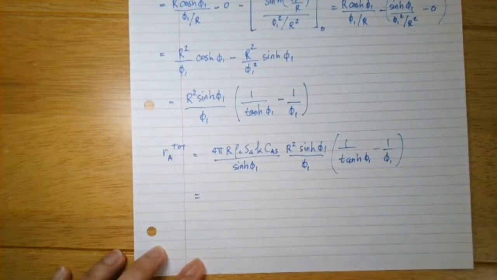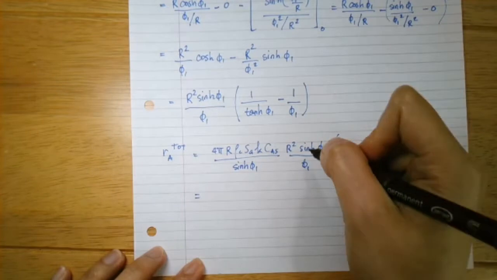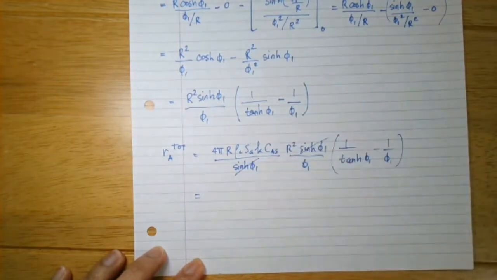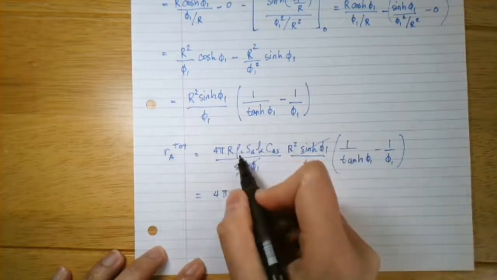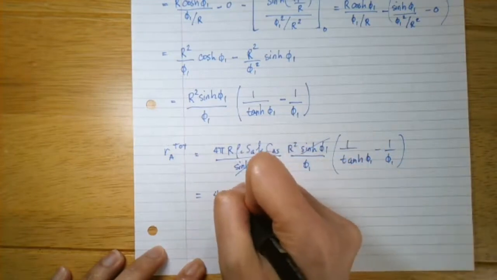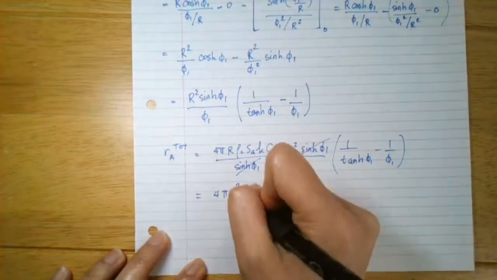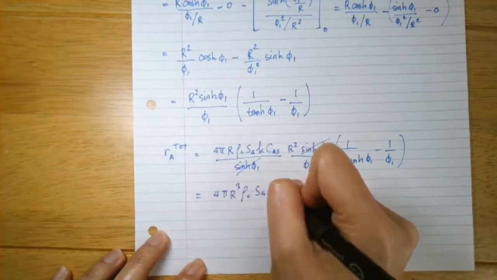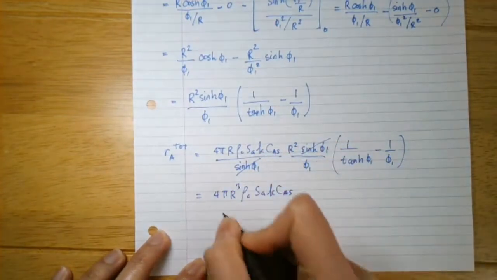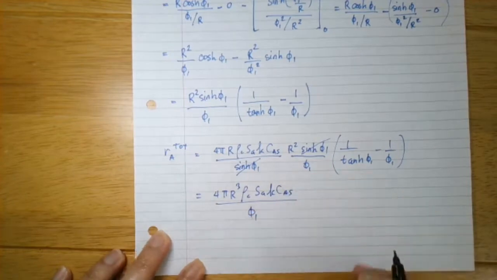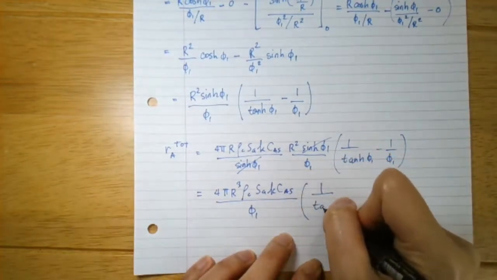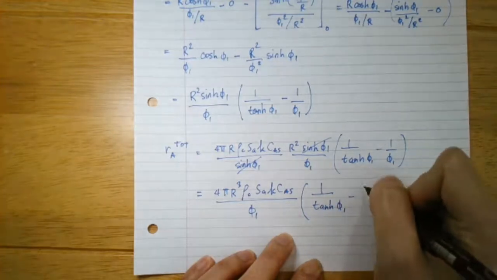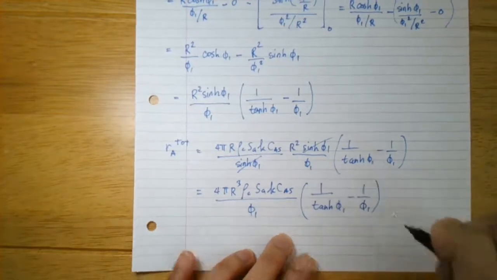Then we can cancel out some terms. I can write this as 4 pi. So I have r here and r squared there, so I'll have r cubed. So rho C S A K CAS over phi 1 times 1 over tang phi 1 minus 1 over phi 1.